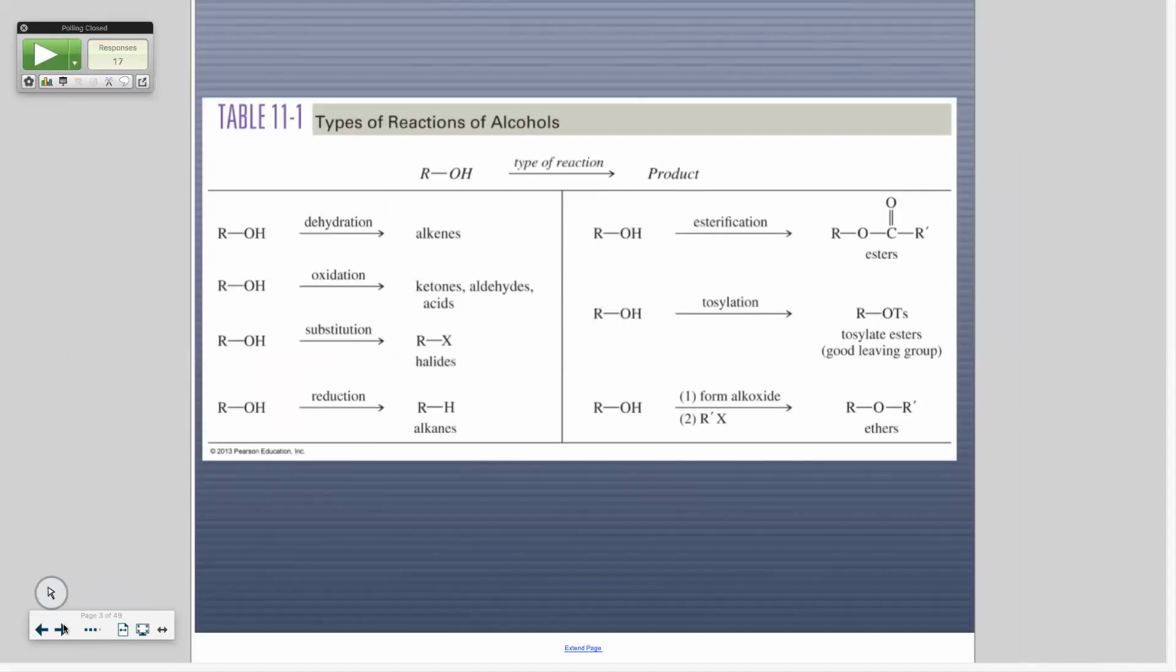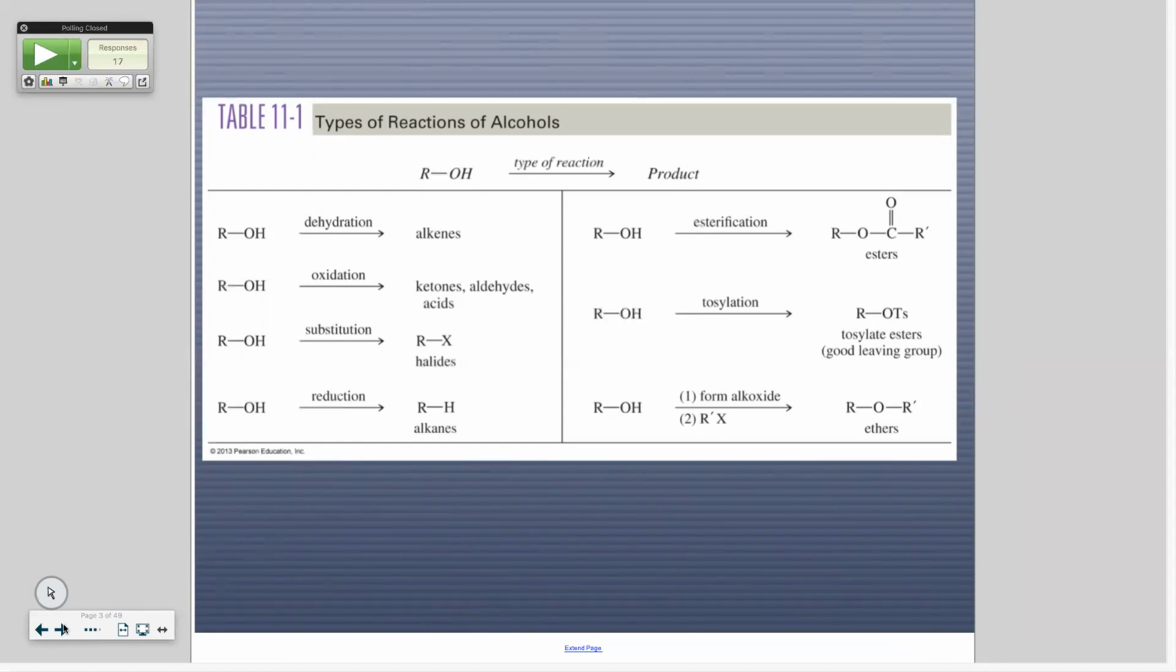Okay, so these are the types of reactions of alcohols. It's kind of an overview. The first one is dehydration. We dehydrate alcohols to make alkenes. Do you remember what you used to dehydrate alcohol? What reagent?